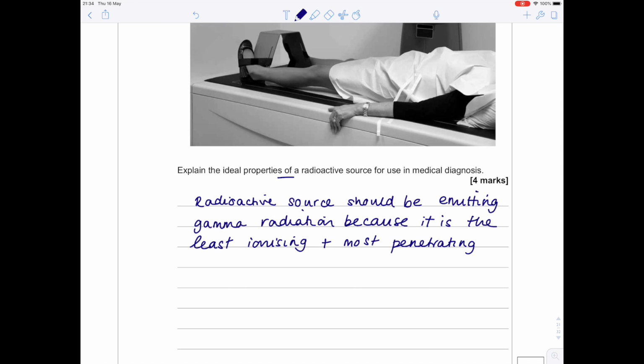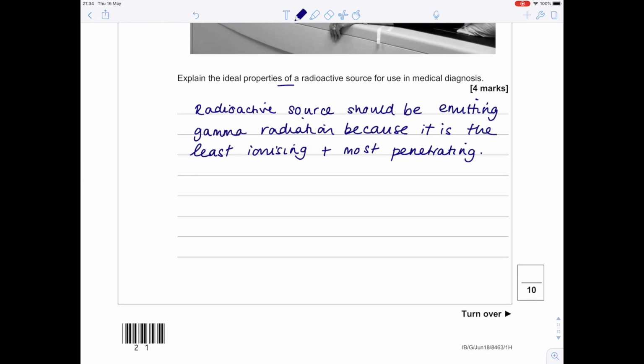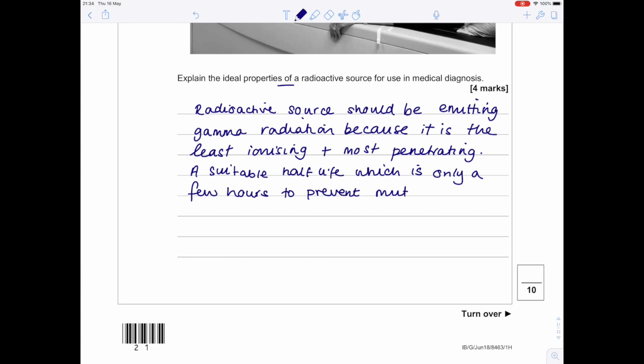In terms of half-life, you want it to be long enough so you can actually detect the gamma radiation, but not so long that it's held within the body for a long time, because obviously that could lead to mutation and cancer. So a suitable half-life, which is only a few hours, to prevent mutation of cells, which could cause cancer.